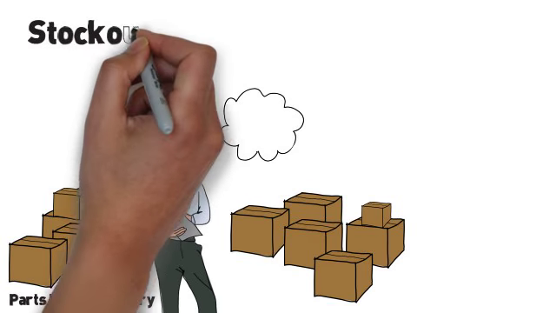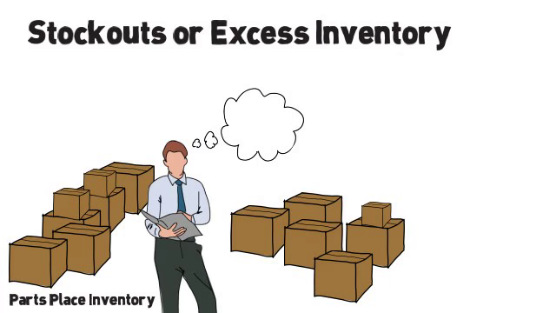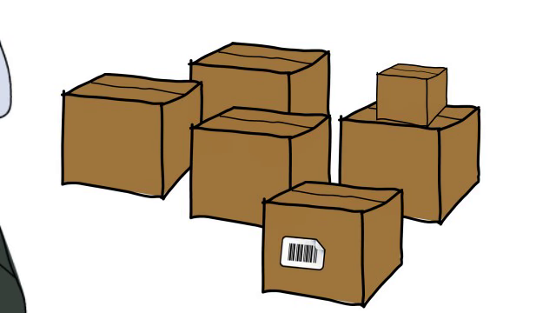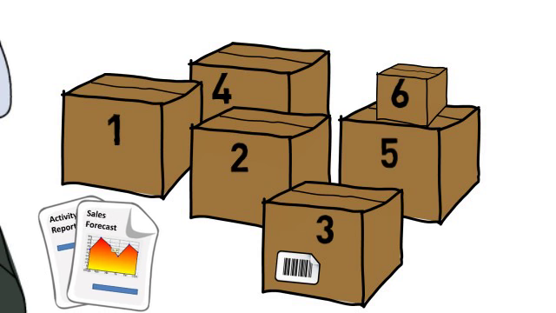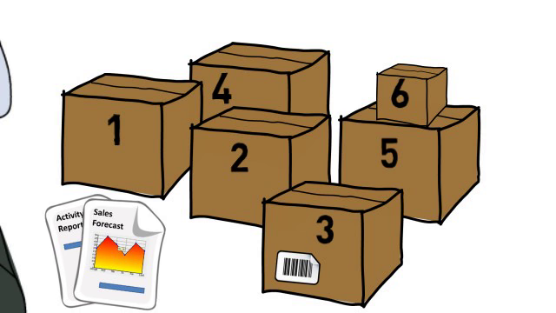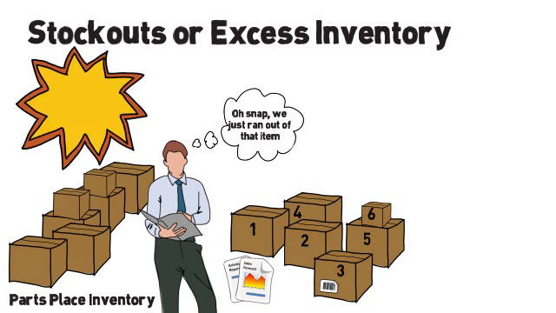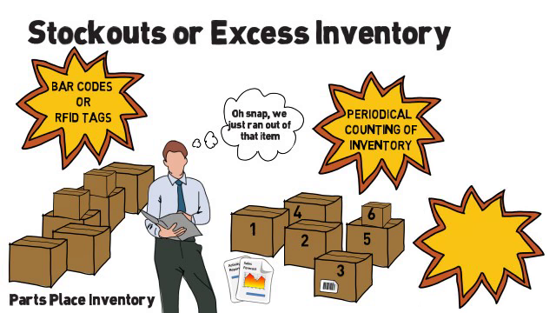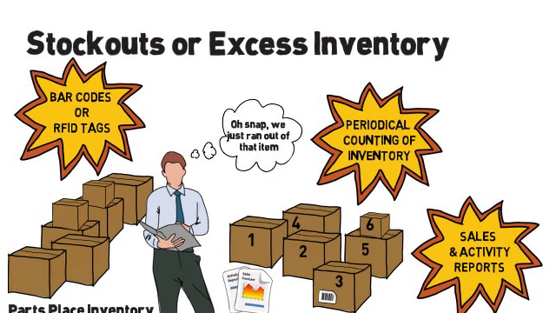Now let's take a look at inventory. The threats here are to have stockouts or excess inventory, which usually happen because we aren't keeping track of the inventory we have. We can track inventory and prevent these threats by using barcodes or RFID tags. Or we can periodically count our inventory. We can also use sales forecasts and activity reports to project how much inventory we need to make. So we can use barcodes or RFID tags, periodically count our inventory and compare that to what's in the system, or use sales and activities reports.